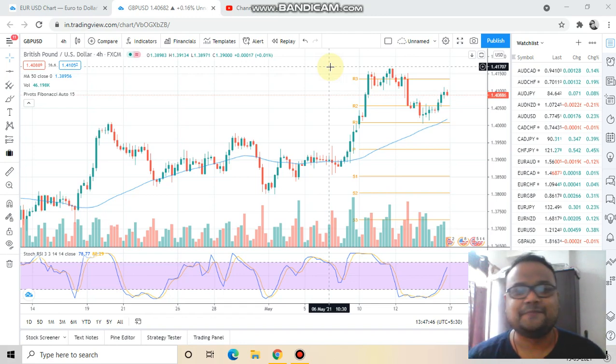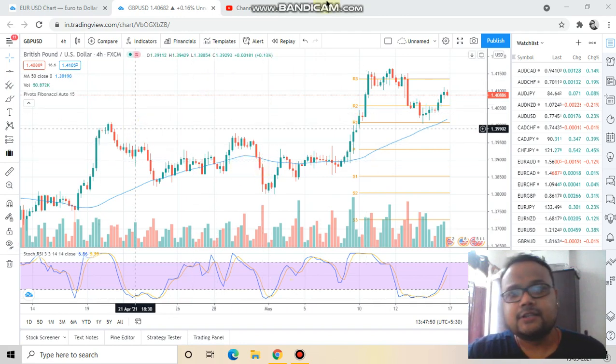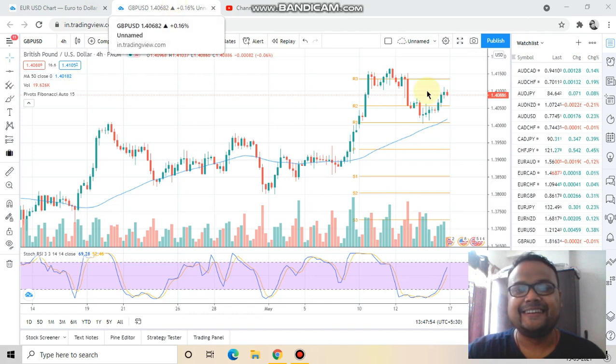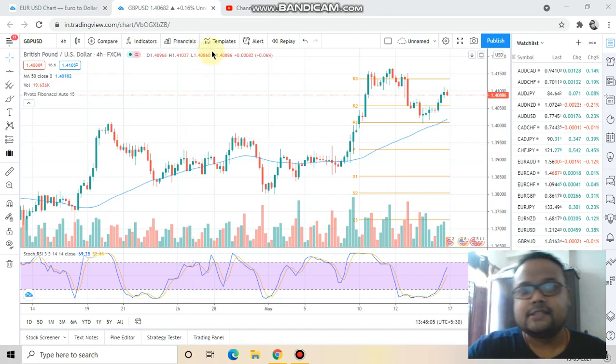So let's get started. This is the chart of GBP USD, British Pound US Dollar, and as you can see, right now I am in the 4 hours time frame, our favorite 4 hours time frame. If you just look at the chart right now, you can see that overall the trend is towards the upside. The market is in an uptrend, and as I always say, in an uptrend market you should always be looking for the area of value, and the area of value is always near the support in an uptrend market.